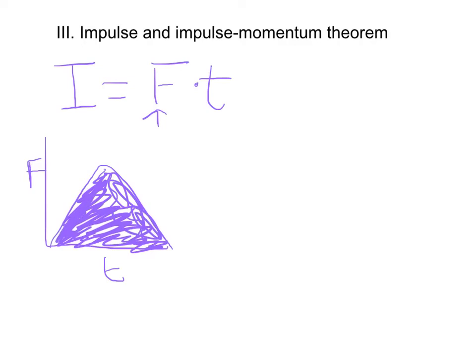And then the other thing you need to remember is the impulse momentum theorem that says that impulse is a change in momentum. And that momentum is a vector. Remember that, definitely. Direction matters. Yeah, that's it for impulse and the impulse momentum theorem. On to the next one.